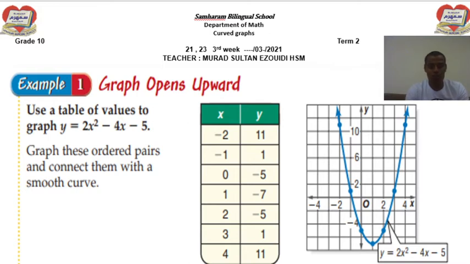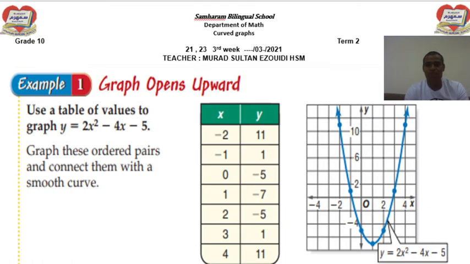or the turning point, which is a minimum if the coefficient of x squared is positive, and a maximum if the coefficient of x squared is negative. Okay, look here, this is the model, the graph, the parabola. It will be like that.